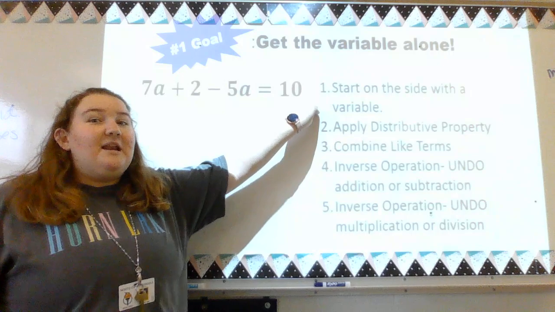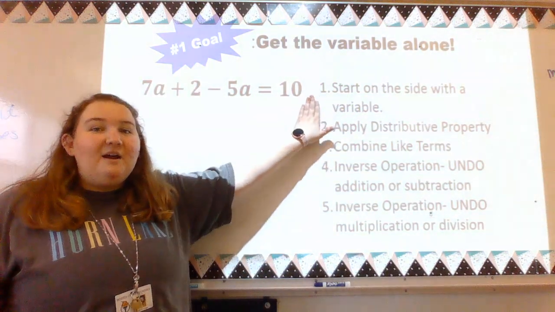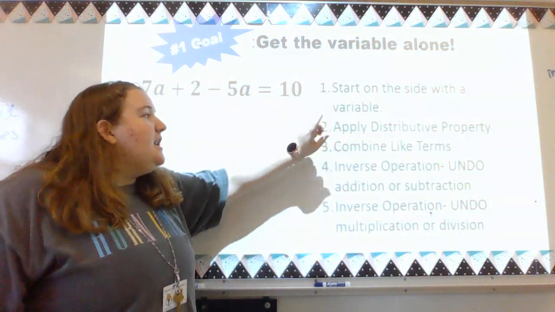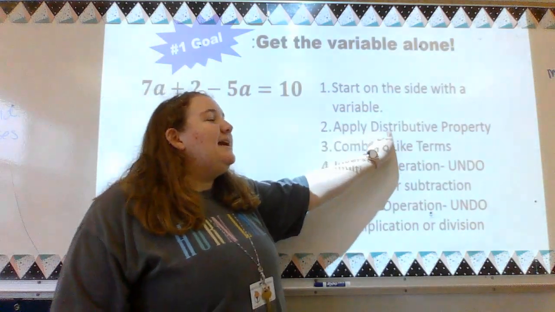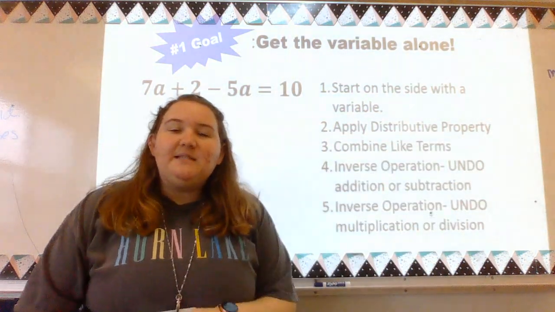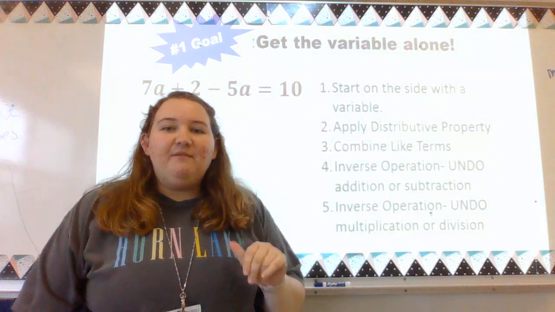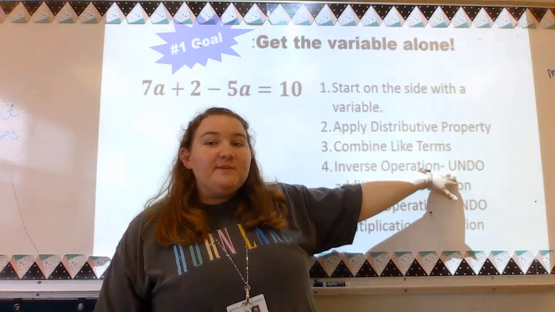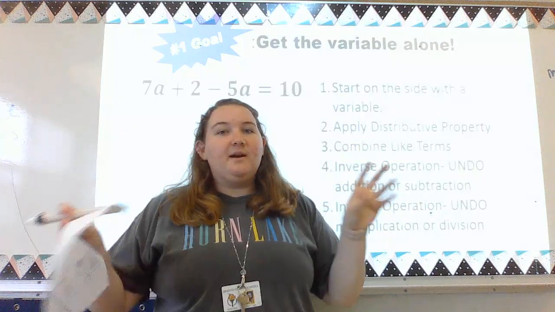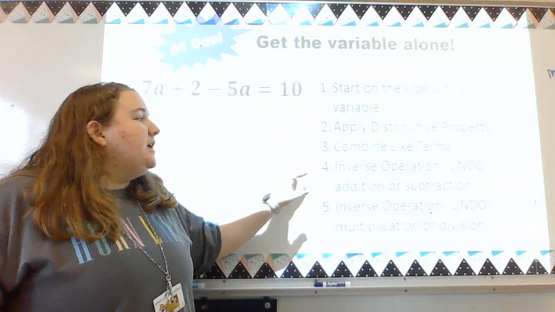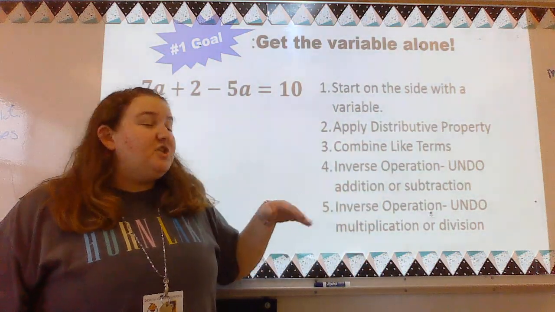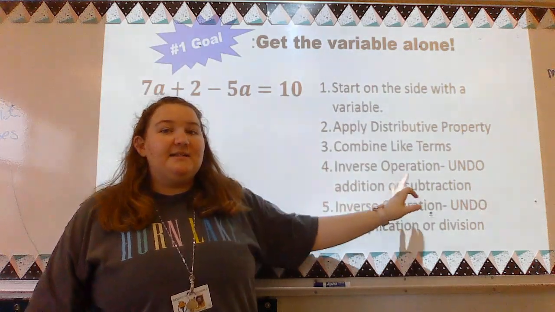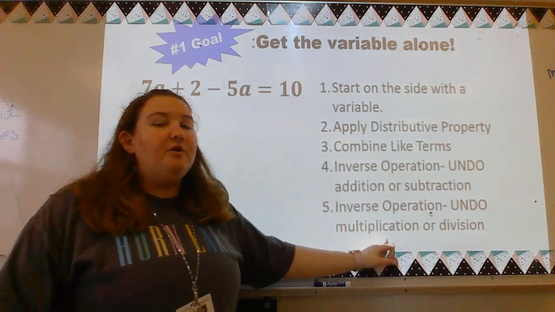So, number one, we're still going to start on the side with the variable, okay? Number two, we're going to apply distributive property. We only apply distributive property if there are parentheses. Then we're going to combine like terms. So, if it has a brother or a sister, we're going to match them up. And then we're going to do what we did yesterday, where we do the opposite of adding and subtracting, opposite of multiplication and division.